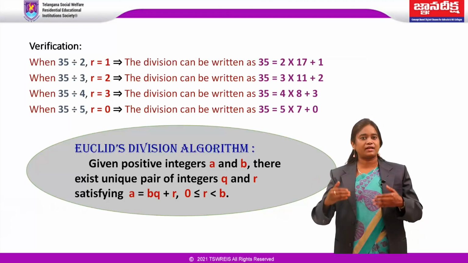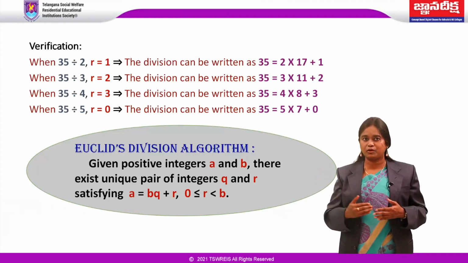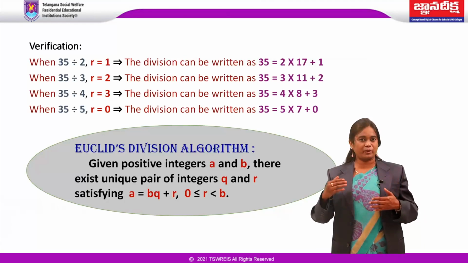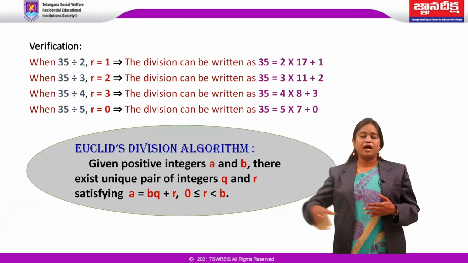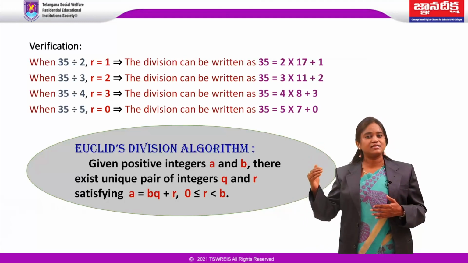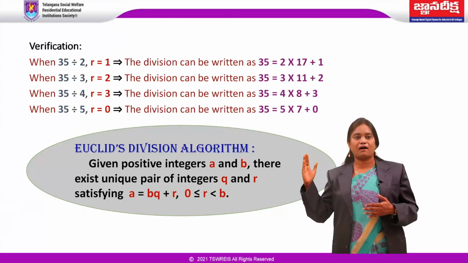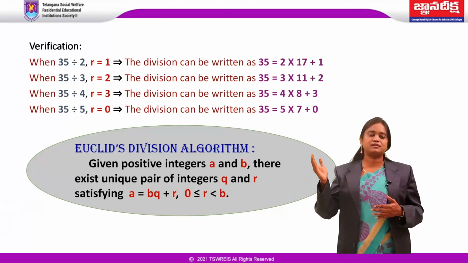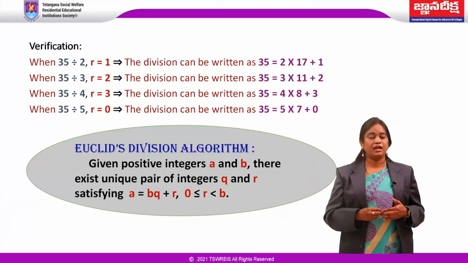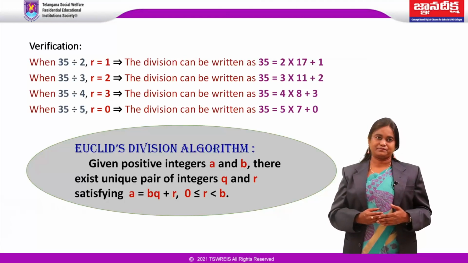In the process of writing the above equations, we used Euclid's division algorithm unknowingly. For each pair of positive integers a and b, we have found two whole numbers q and r satisfying the relation a is equal to bq plus r, where 0 is less than or equal to r is less than b. Now children, what is Euclid's division algorithm?